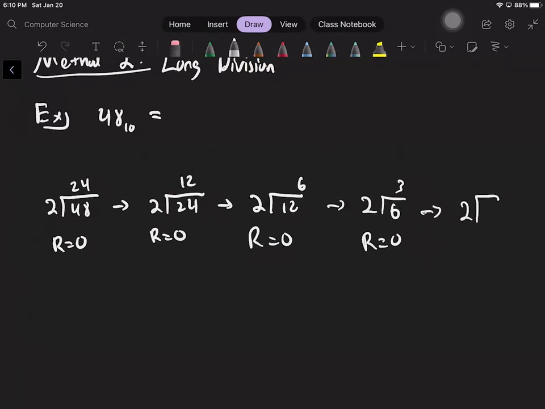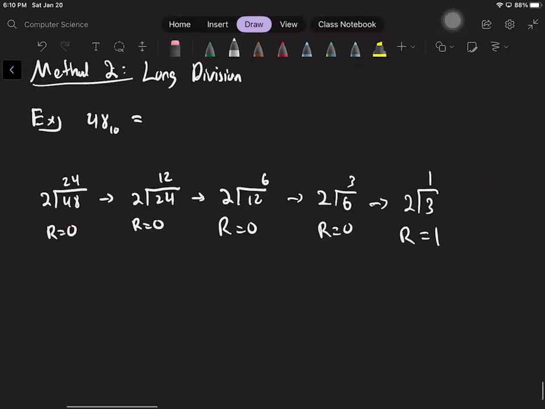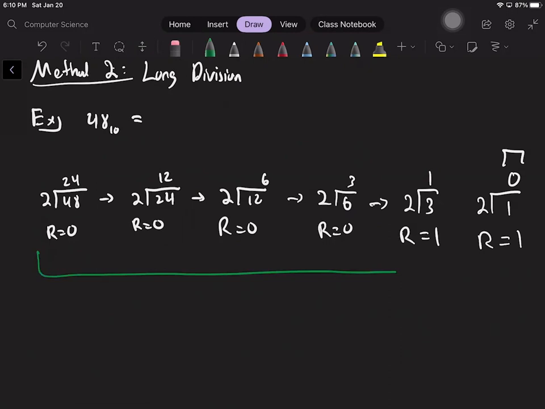But 2 into 3 goes into it once, and there is a remainder left. And then 2 into 1 goes into it 0 times with a remainder. Okay, so you go all the way until you get to this 0 here. And then the answer is just going to come from reading off these digits backwards. So it's just a nice little trick. So it's going to be 1 1 0 0 0 0.